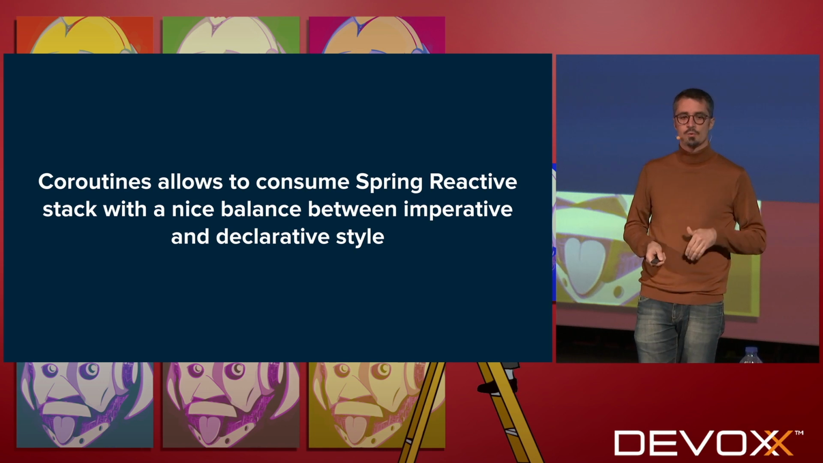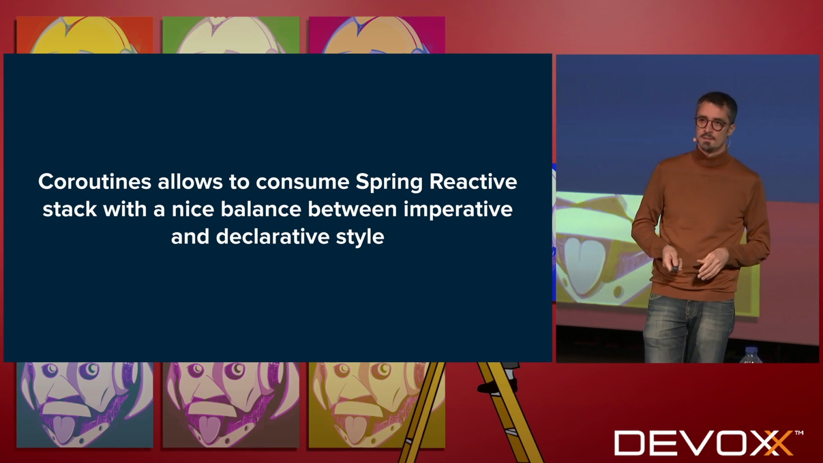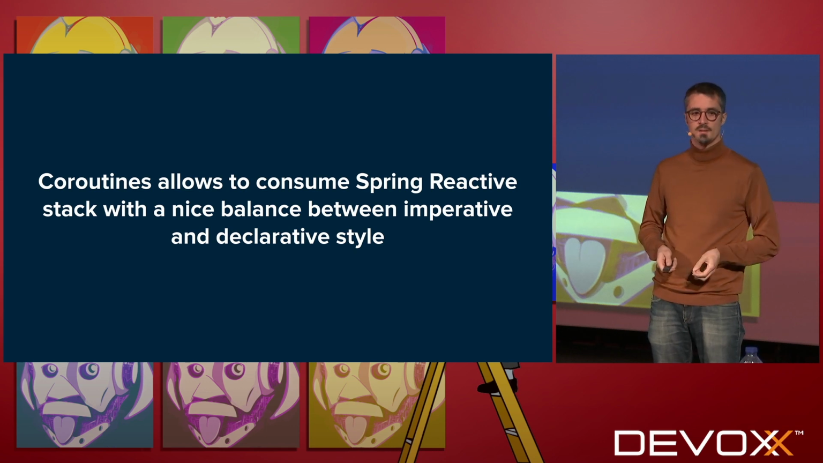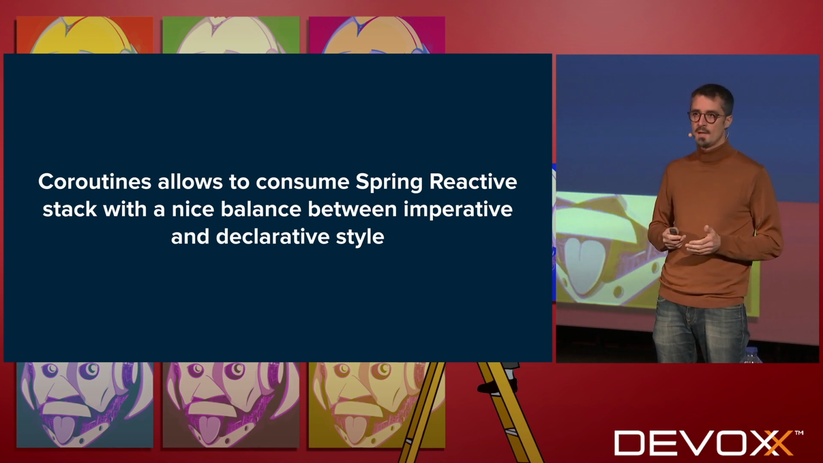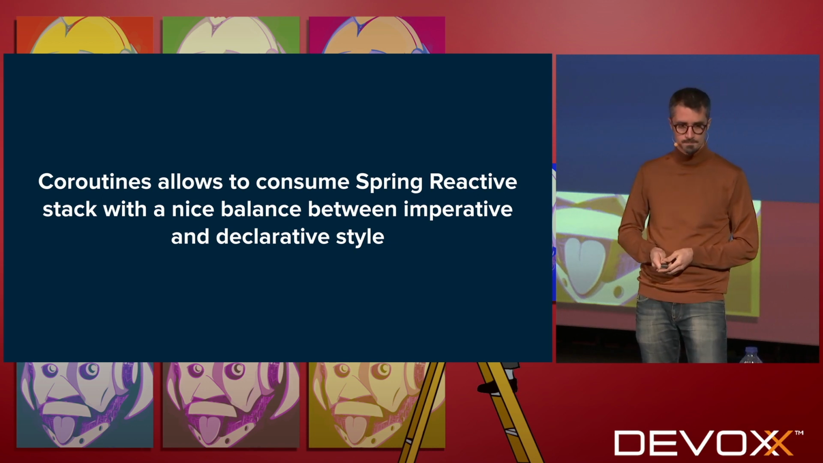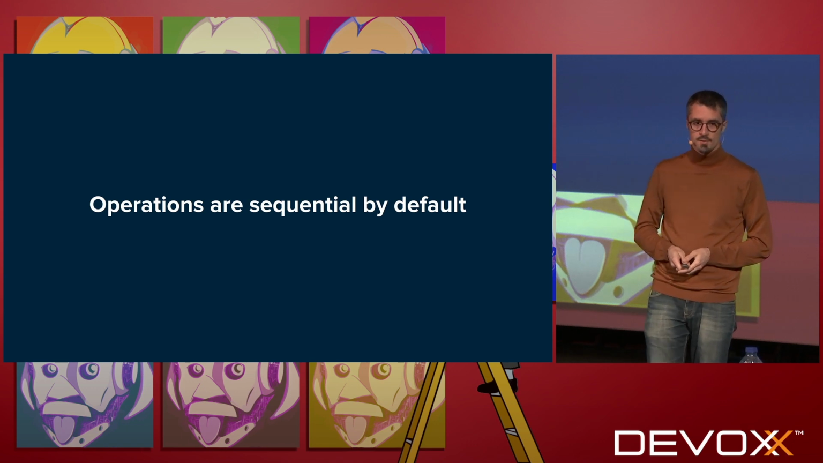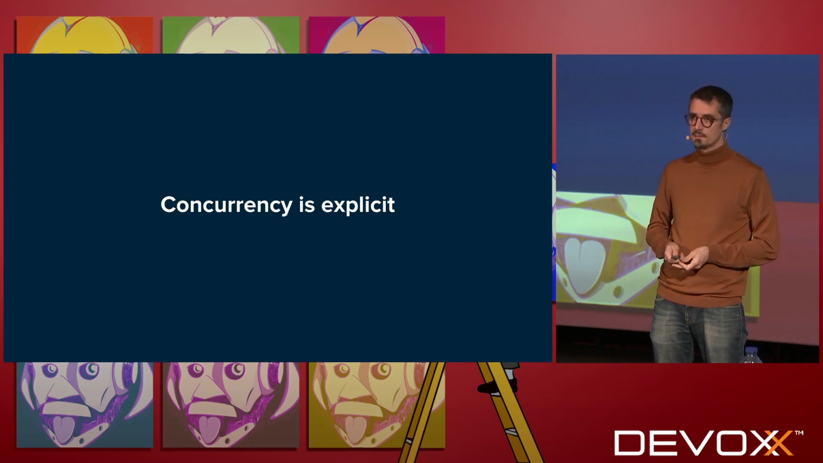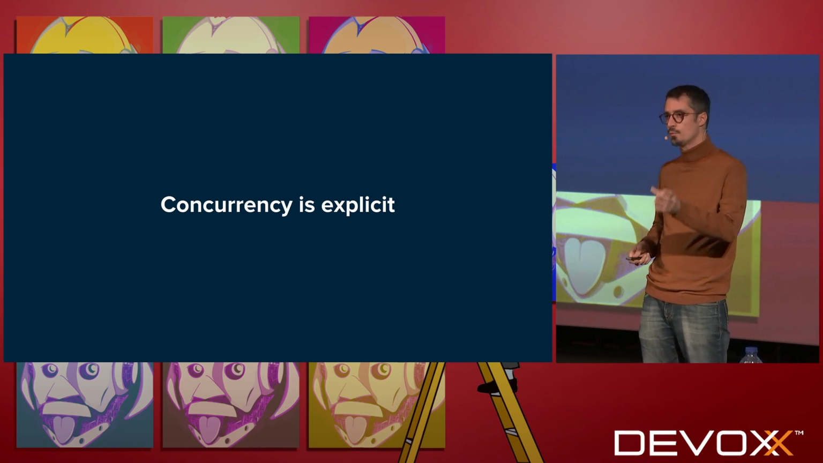And coroutines allow you to consume the Spring Reactive Stack with a nice balance between imperative and declarative style. So it's not all about being imperative. I will show you that. It's a nice balance between both, and in my opinion, that's a perfect balance between both approaches. Operations are sequential by default, and that's different from what we have on the reactive side. Concurrency is explicit, so concurrency is possible. There is a wide range of features to deal with that, but you have to explicitly say that here I want to do things concurrently.